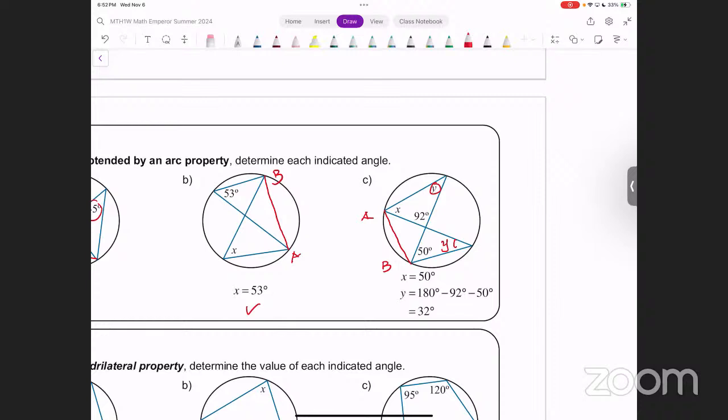Now, in grade 8, you have learned the opposite angles are equal. So that should be 92.